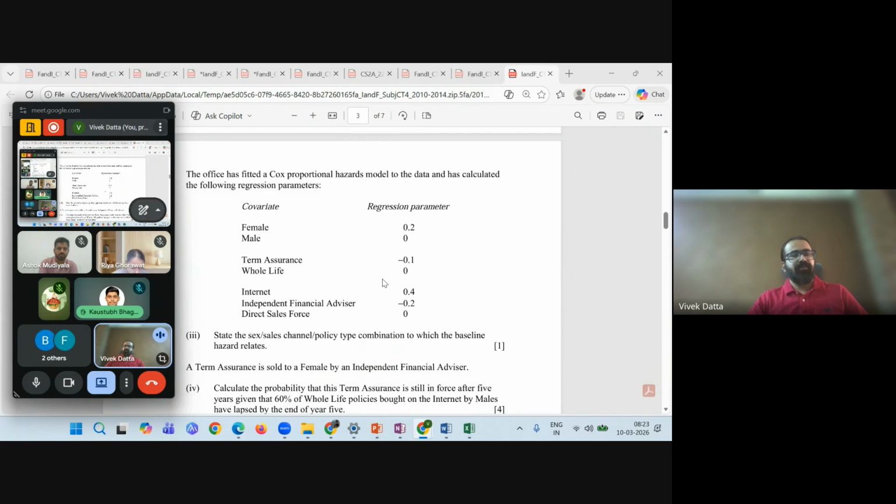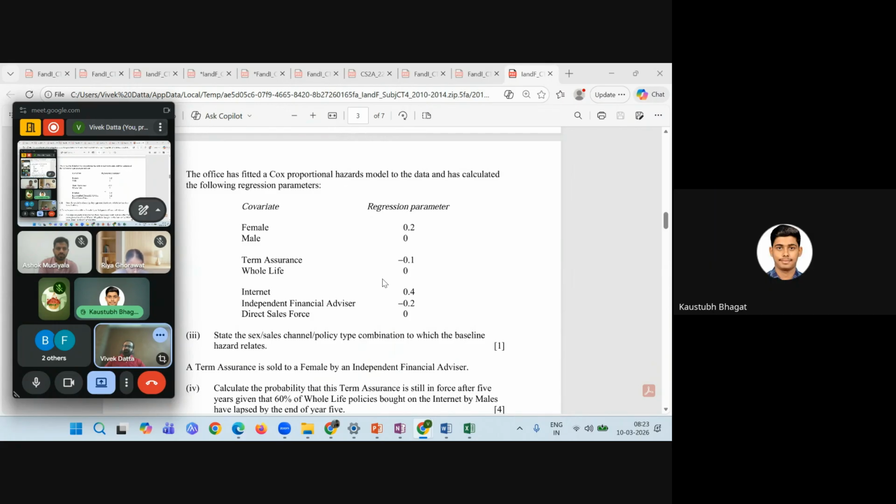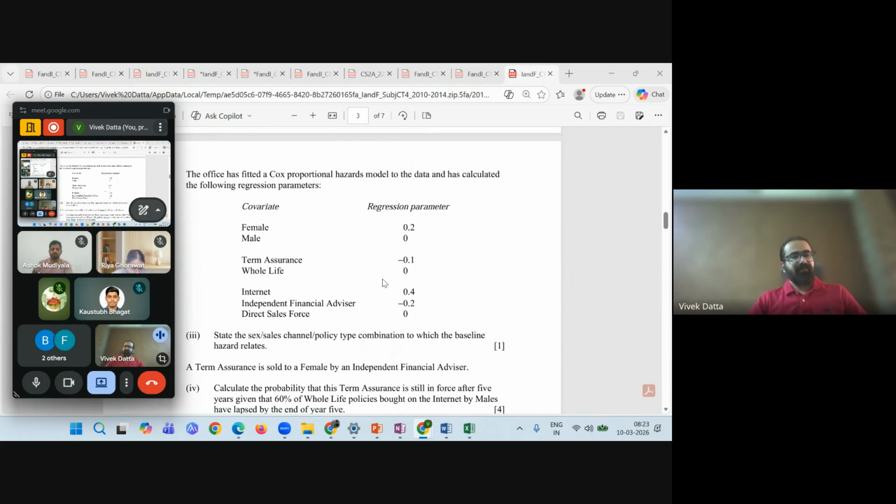Okay, Costco, go ahead. Yes, sir. Would it be a male purchasing a whole life policy through direct sales channel? You're asking me or giving me the answer? No, answer. Yes, then that's correct. So a male who's purchased the whole life policy from the direct sales force channel is to whom the baseline hazard relates. Clear? Simple, 1 mark given.